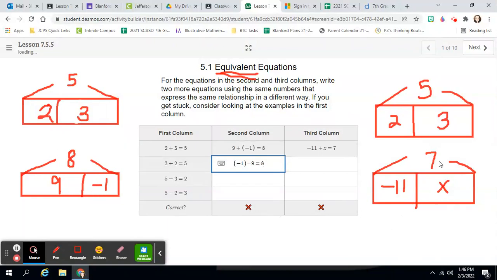And we can do the same thing over here, right? If 3 plus 2 is 5, that's the same thing as doing x plus negative 11 is 7. So that's what goes in here, right? We're just flipping those addends. So x plus negative 11 equals 7. Okay, so let's go to this next one.